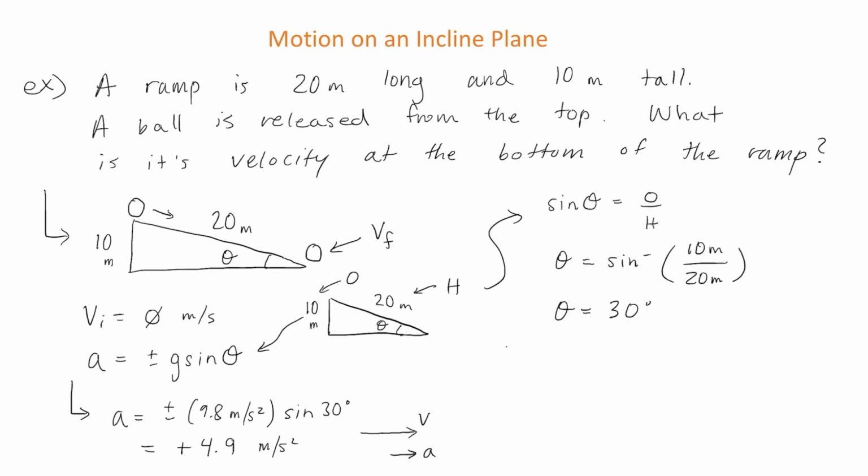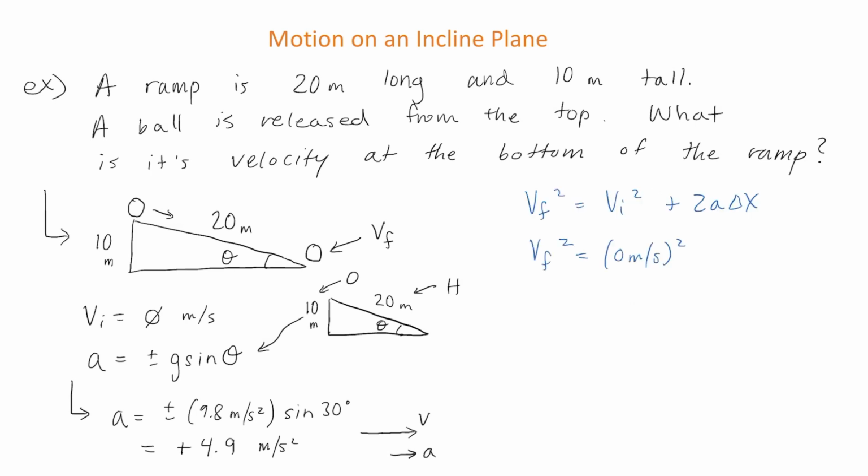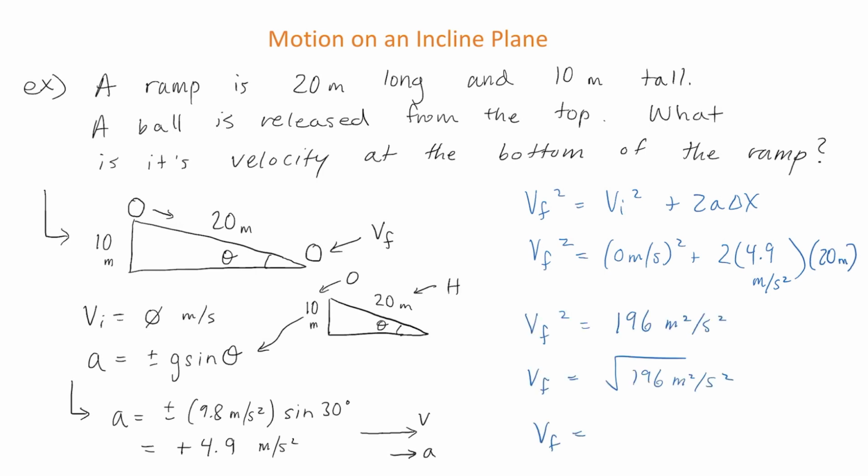Now, the last thing we know is that the ball's displacement, delta x, is equal to 20 meters, the length of the ramp. And with that, we have enough information to solve for the final velocity. We will just need to use the Vf squared is equal to Vi squared plus 2a delta x kinematic equation in order to solve. And so let's do it. All we have to do is plug in our values and solve for Vf. And what we find is that the ball's velocity at the bottom of the ramp would be about 14 meters per second. And that's the end of our brief introduction to motion on an inclined plane.